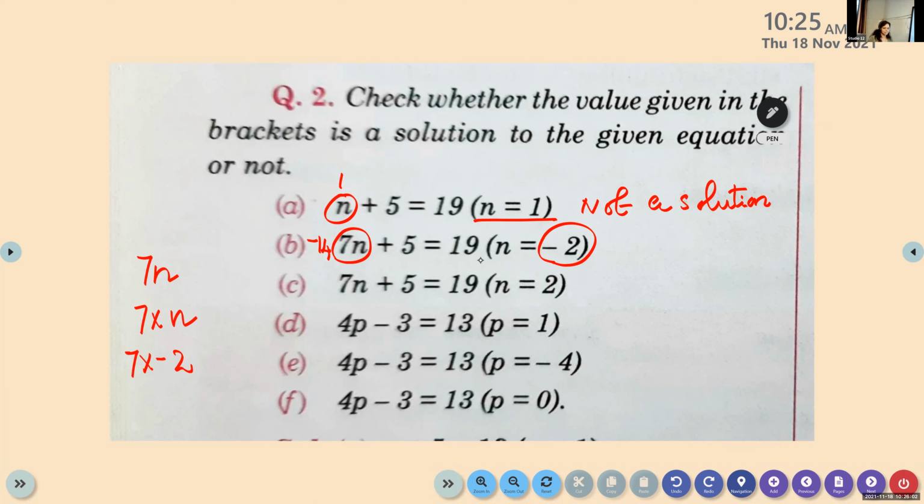Plus 5 is 19? No, ma'am. The answer is 19 here. No, ma'am, it's not correct. Listen, children, when we put 7 into -2 we get -14, and -14 plus 5 is not 19. Yes, again, ma'am, it's not correct because we cannot.